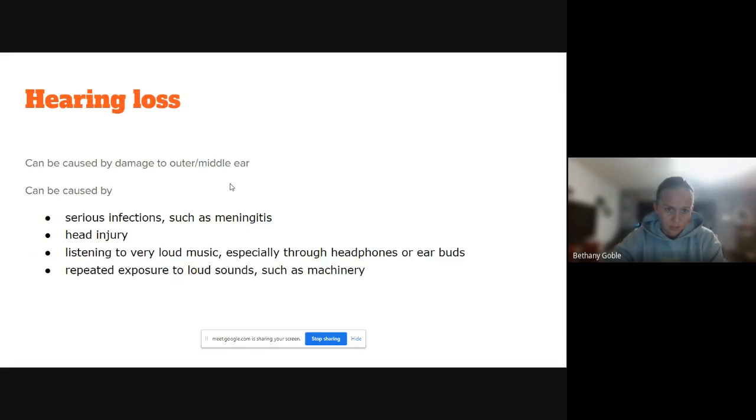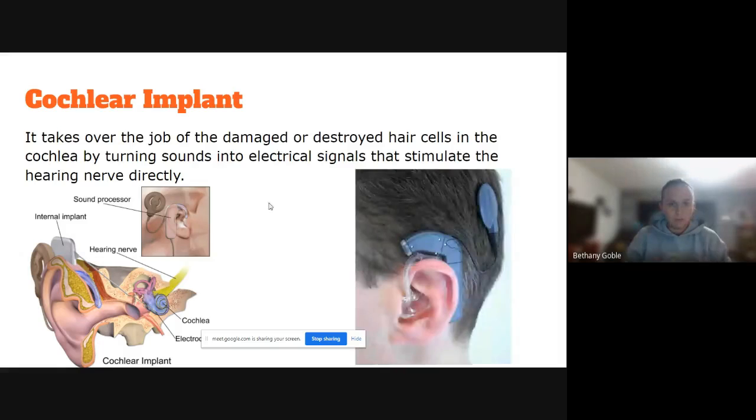Now, if someone has hearing loss, we know they probably might have hearing aids on. Then there's something called a cochlear implant. If you see someone has this hearing aid device and then they have this little circular magnetic-like device on the back of their head, that's a cochlear implant.